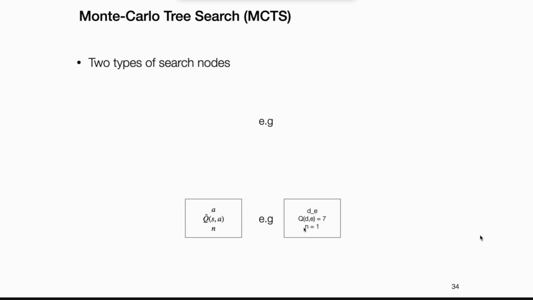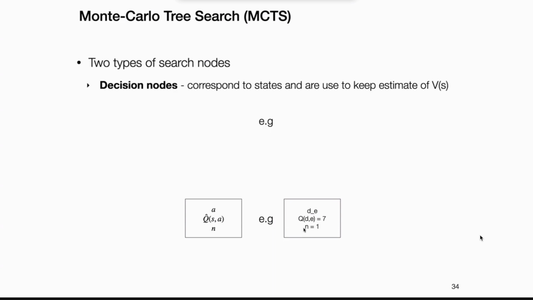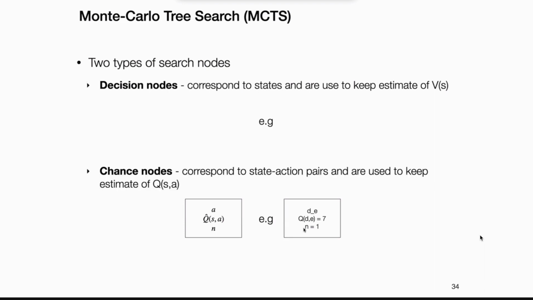So in this algorithm, we have 2 types of search nodes: decision nodes and chance nodes.